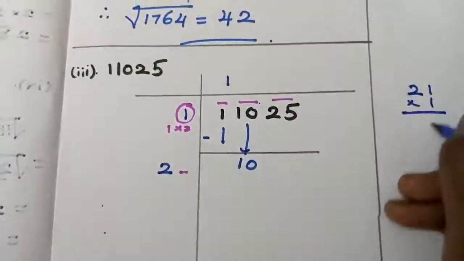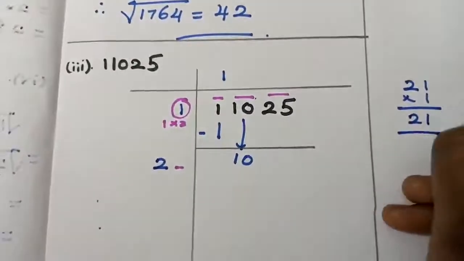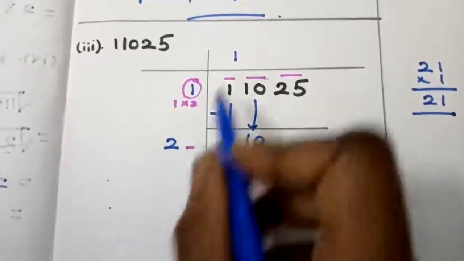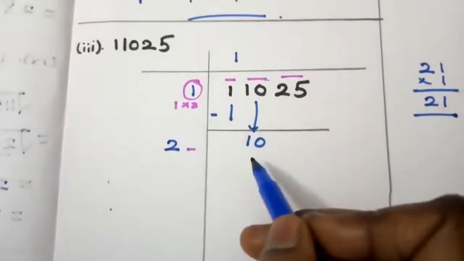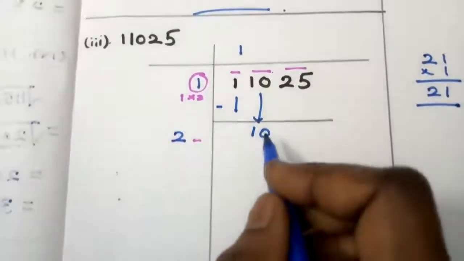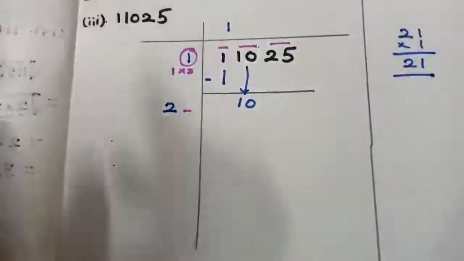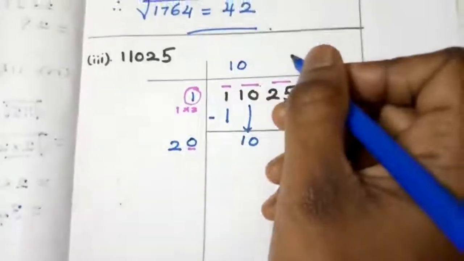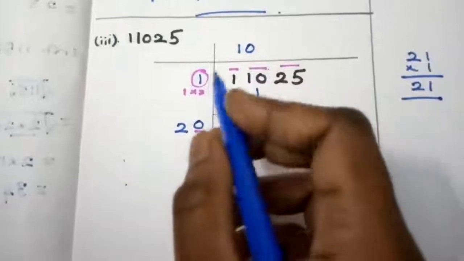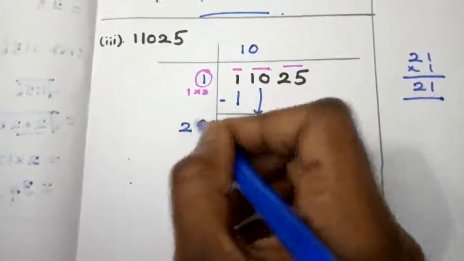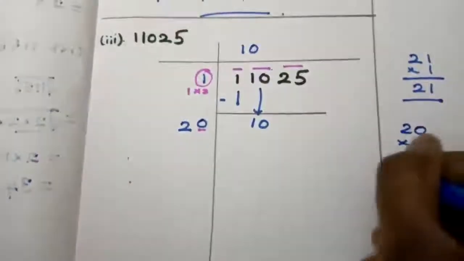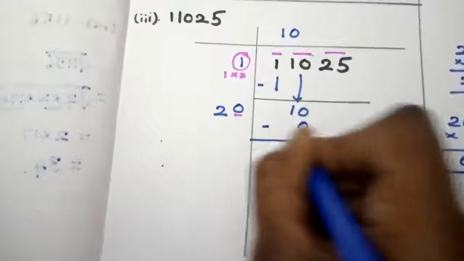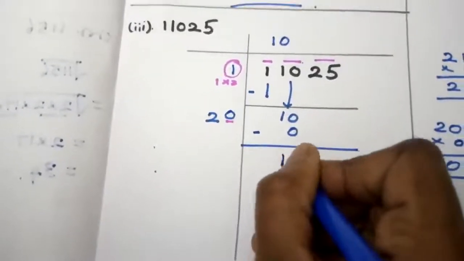21 into 1 means I am getting the value as 21. So this number is 10, but I am getting 21. 21 into 1 means 21, so it is more than 10. In this place, what I can do is take an option. I can take the value 0 into 0. I didn't tell you this before, but if necessary, we can use this way. 20 into 0 means 0. So minus 0, what is the value? 10 minus 0 means you will get the value as 10.